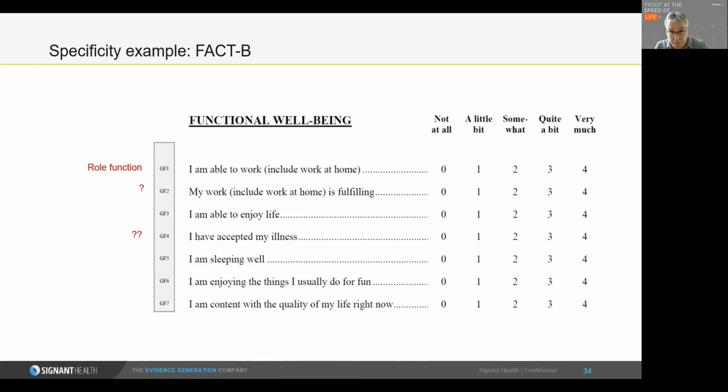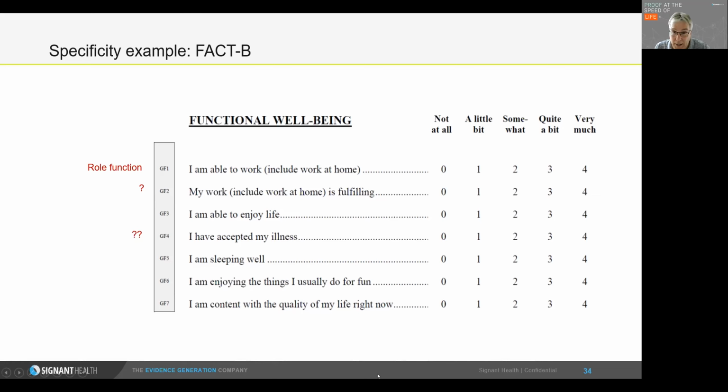If you go to the next slide, here's another example. This is the FACT-B instrument that's often used in breast cancer studies. And you can see in this particular domain, what they call functional well-being, it's not quite as easy to map these items to a common domain, a common concept. If we think about it, we've got "I am able to work," but then also "my work is fulfilling," and those seem to be measuring quite different things. And then the fourth one down, "I've accepted my illness." Again, these seem to be measuring quite different things.